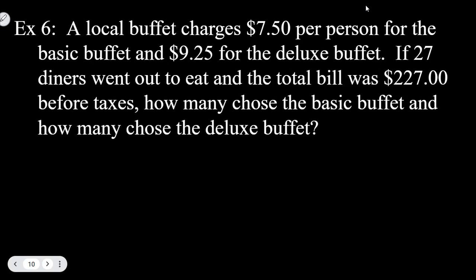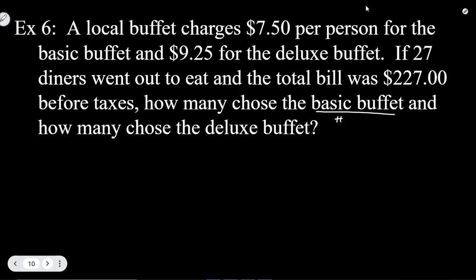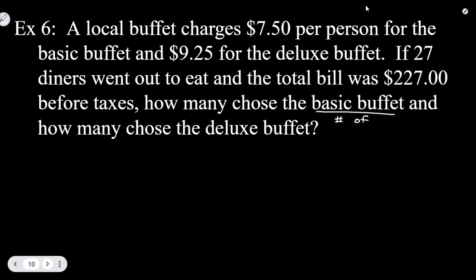Yeah, and it's not just the basic buffet. It's the number of people who chose the basic buffet, right? And the number of people who chose the deluxe buffet. So knowing that, this is the number of basic buffets, and let's just call that B. And then this one will be the number of deluxe buffets, and let's call that D. We're going to be very creative here. Use capital letters then. All right.